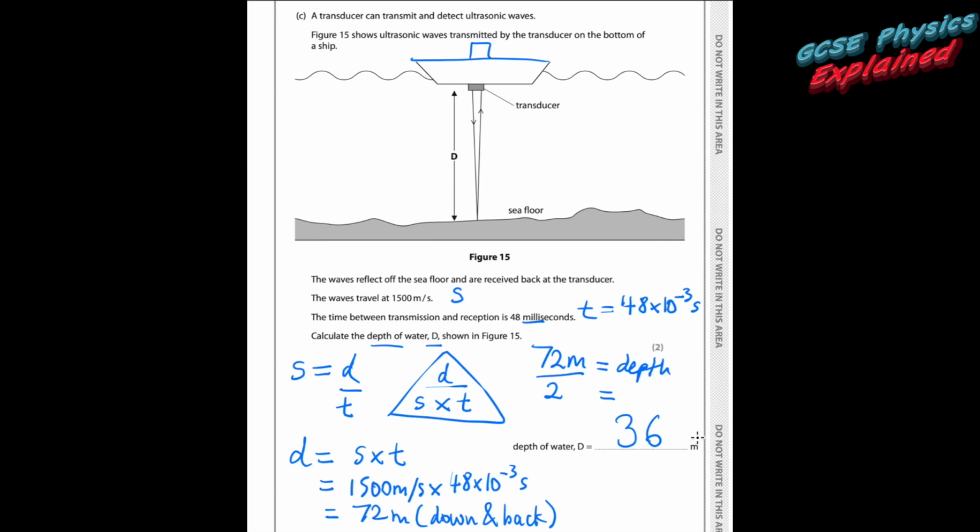So if you're going to make a mistake, students tend to forget to divide it by 2. 72 metres is going there and back. So that's 36 metres and 36 metres. That's where your 72 metres came from.